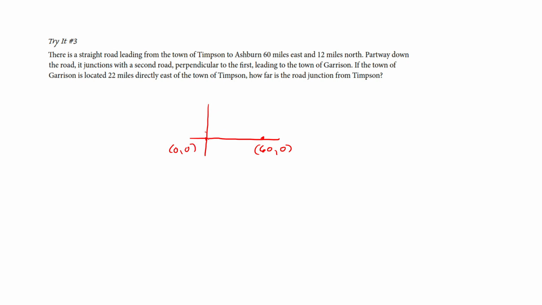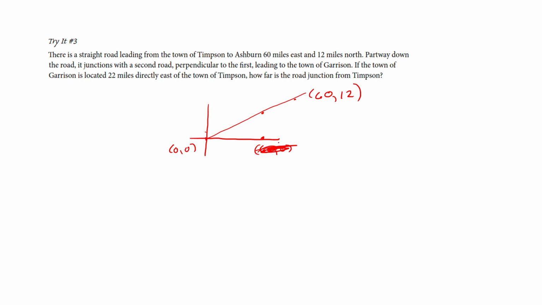And then, oh, hold on. I've got my wrong picture here. So this is not right. So this is 60 miles east and 12 north is this Ashburn town here. So 60 miles east would be x. 12 miles north would be the y. So I've got this line going here.